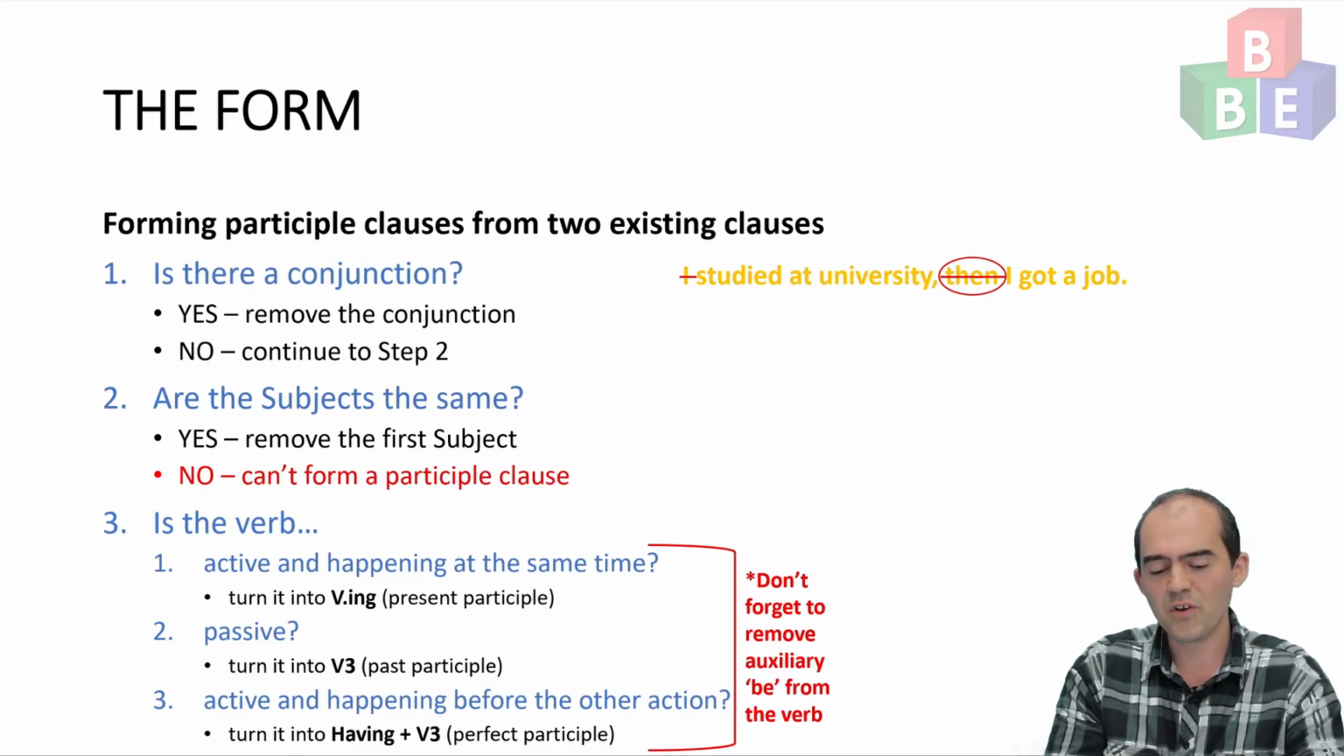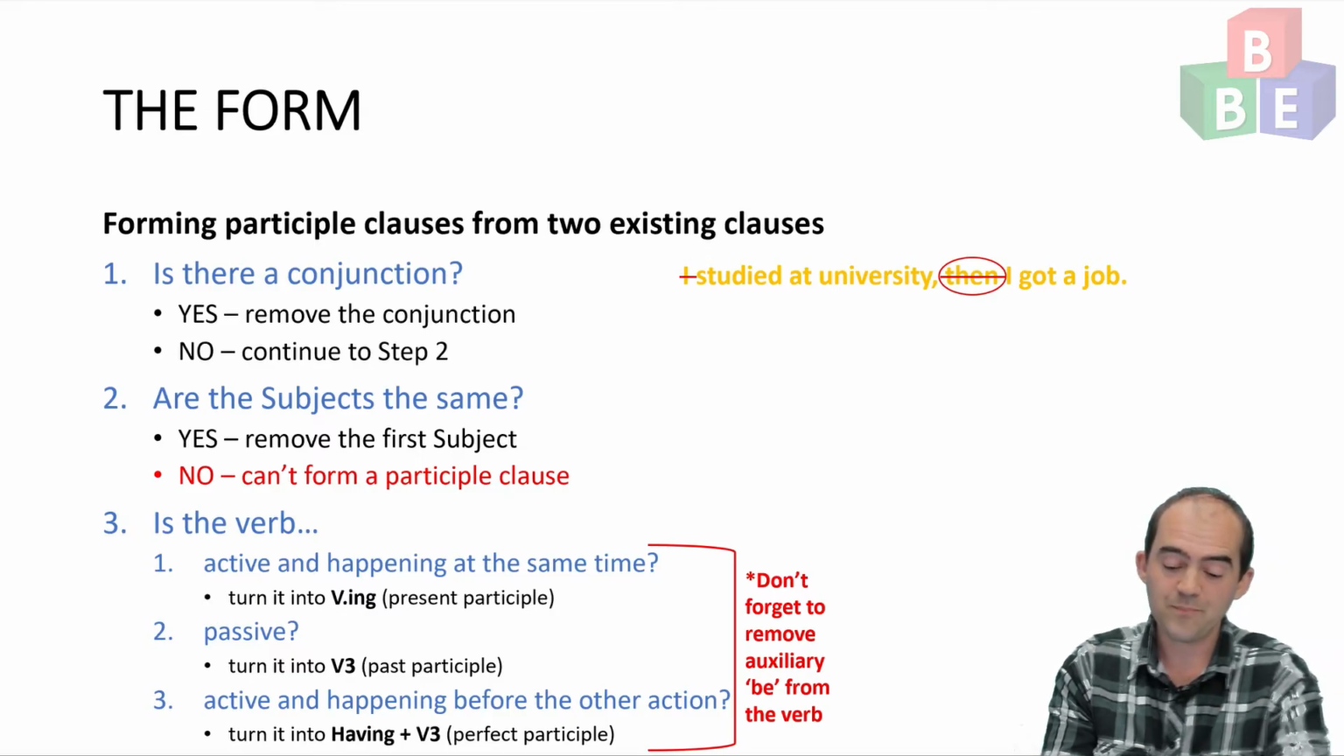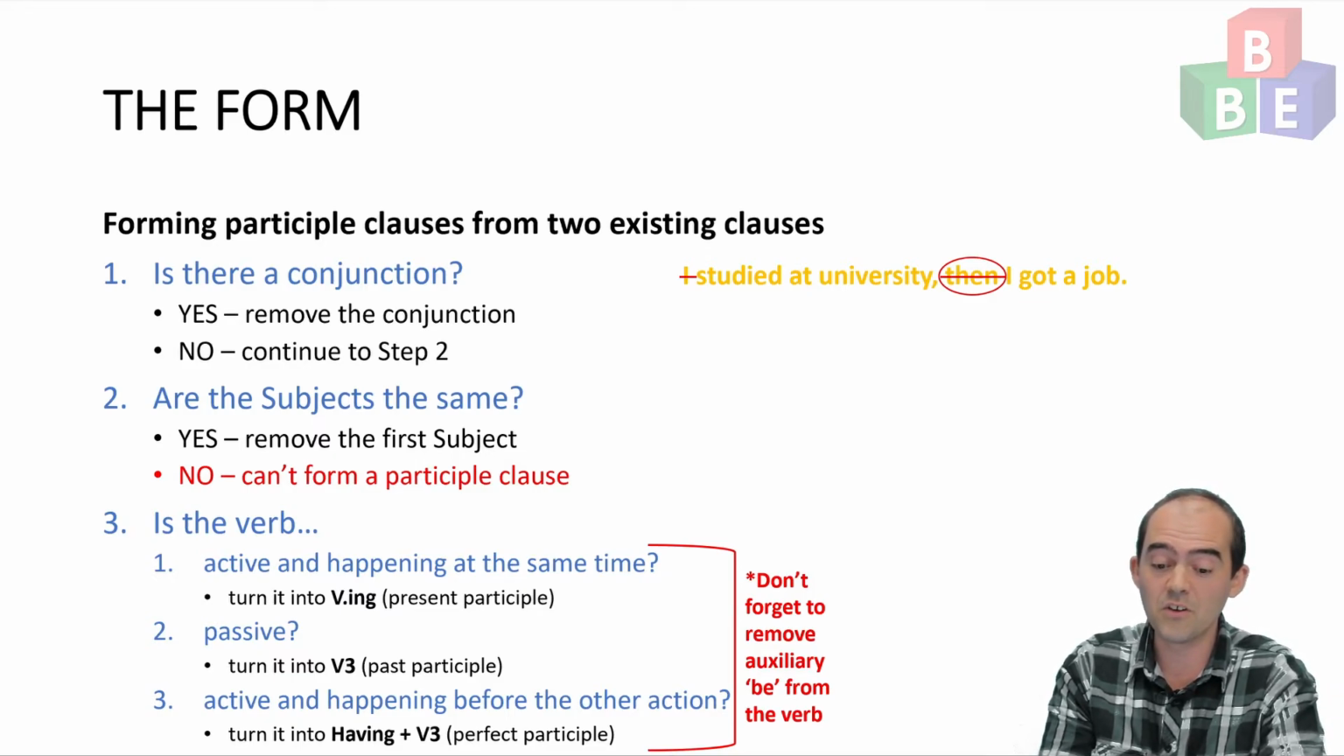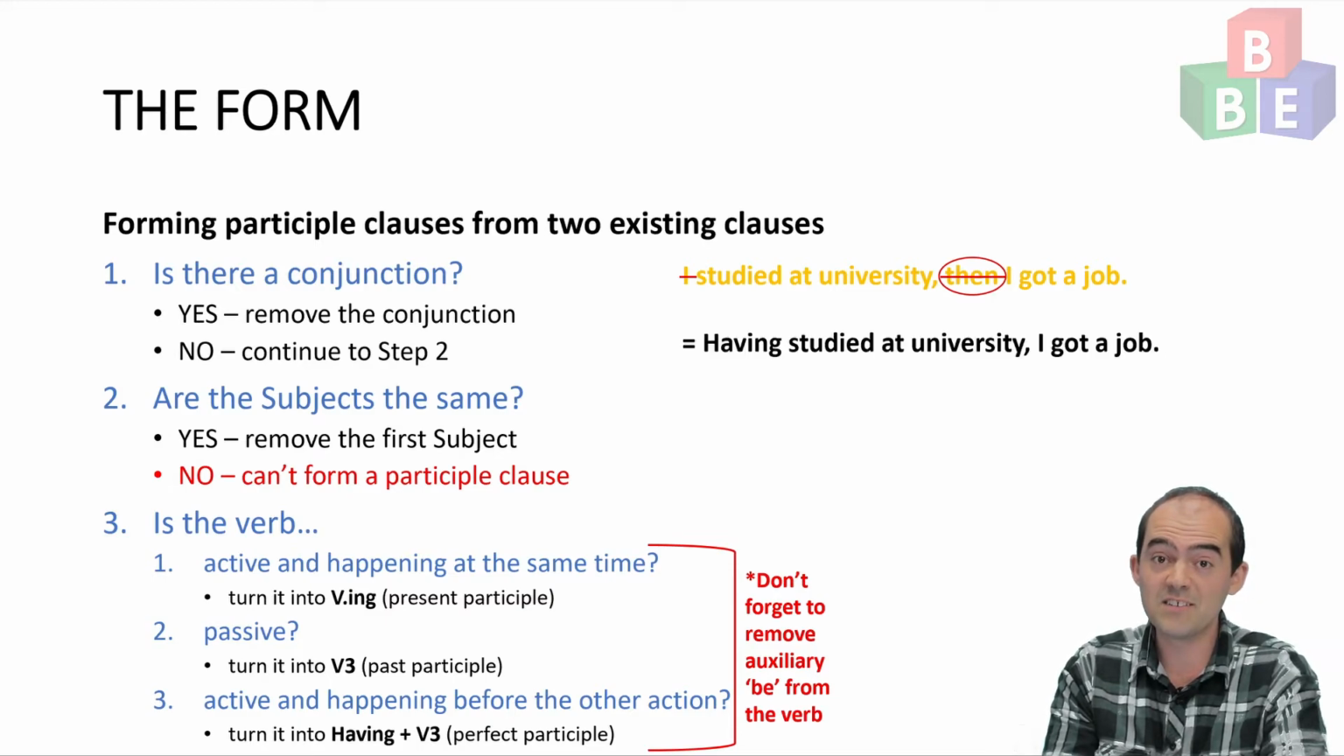I studied at university. This is an active verb, but is it happening at the same time, or is it happening before the other action? Well, the conjunction we removed, then, implies that there was a time sequence. So this suggests that we need to use the perfect participle, having plus verb 3, to show that time sequence. So we would have, having studied at university, I got a job.